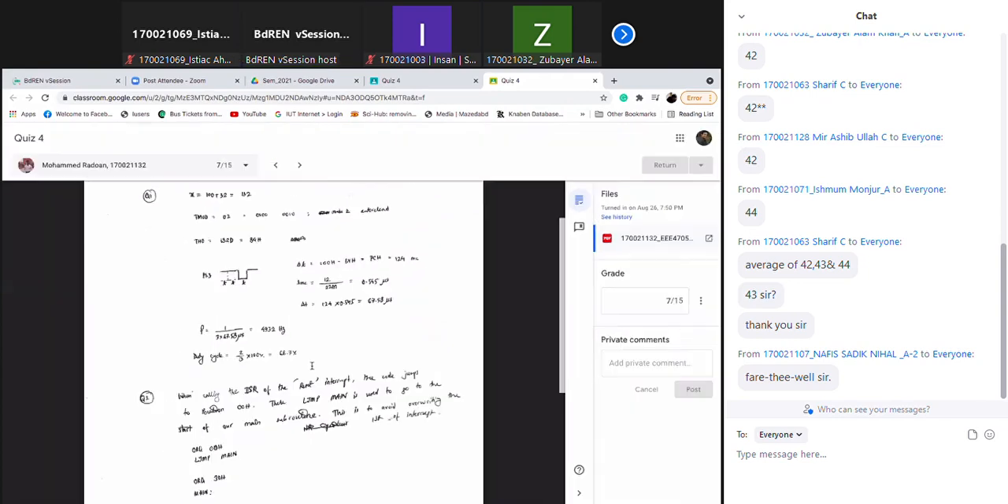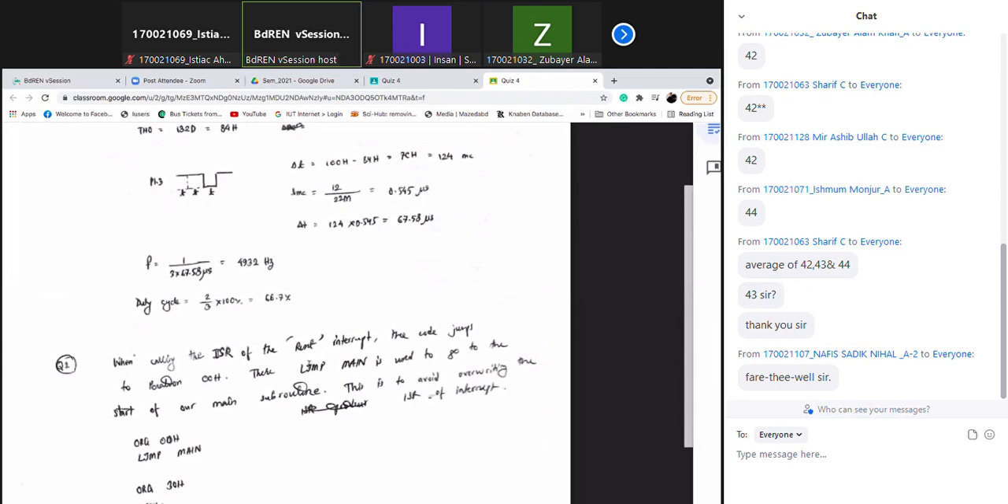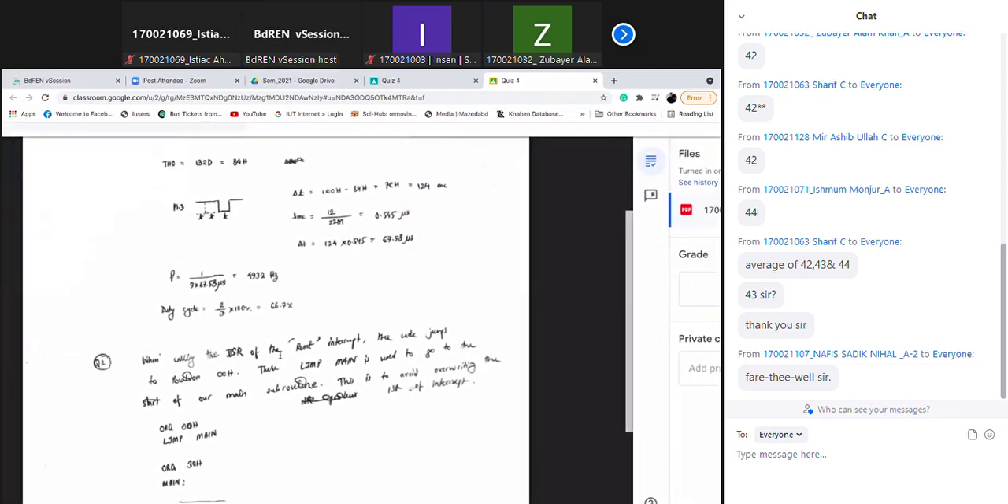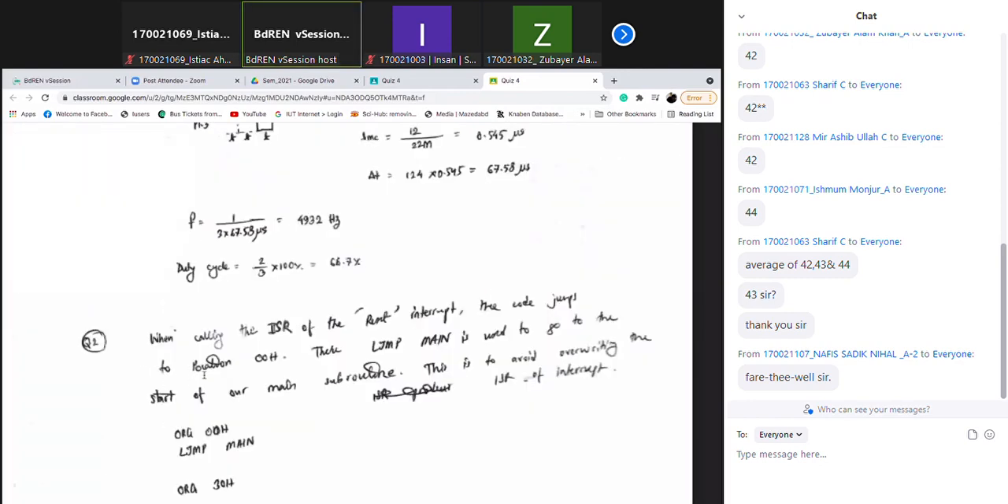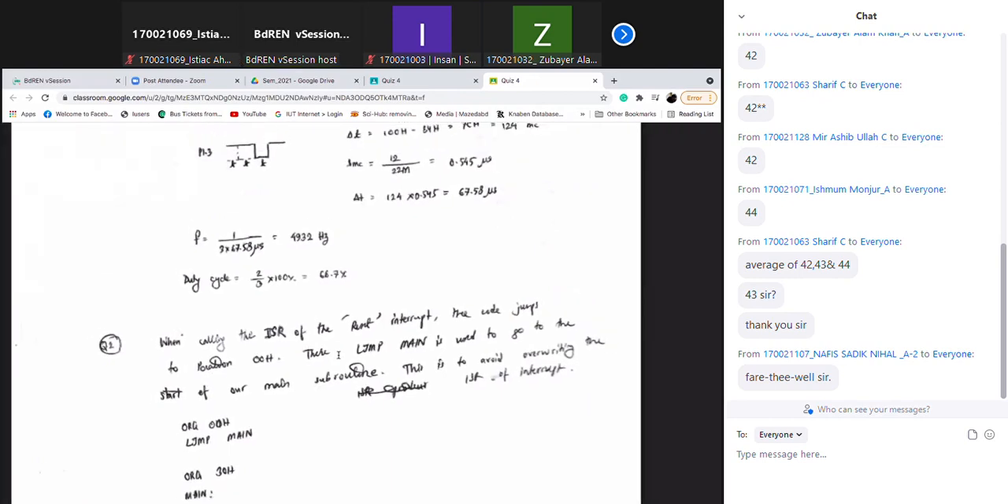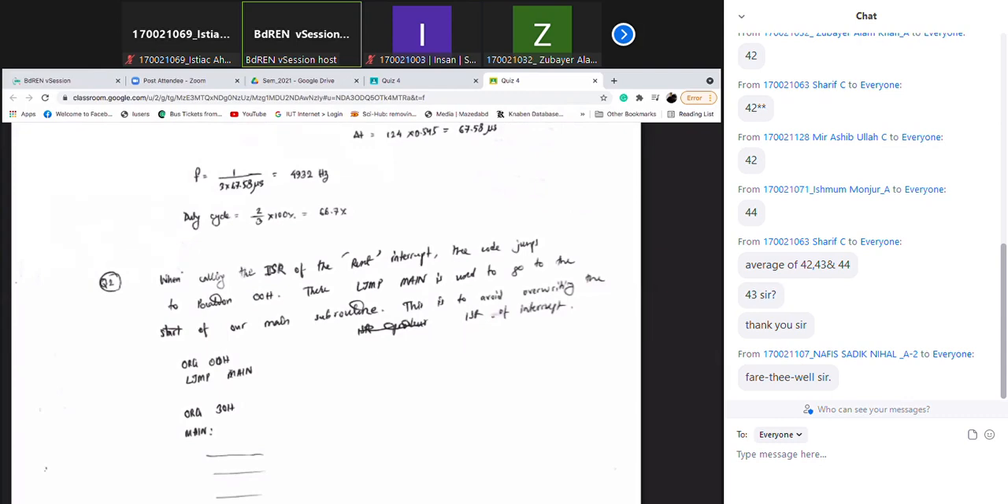7। ওকে তোমার ডিউটি সাইকেল ঠিক আছে, সো এটাতে তুমি 3 পাইছো। When calling the ISR of the — এটা কি? রিসেট। স্যার, কোন জগতে এখানে 4টার বেশি অ্যালফাবেট আছে আমাকে বলো তো? When calling the ISR of the reset interrupt the code jumps to লোকেশন 00। স্যার কার্সিভে লিখবো না তাহলে? Their long jump main is used to go to the start of our main subroutine. This is to avoid the ISR of interrupt.